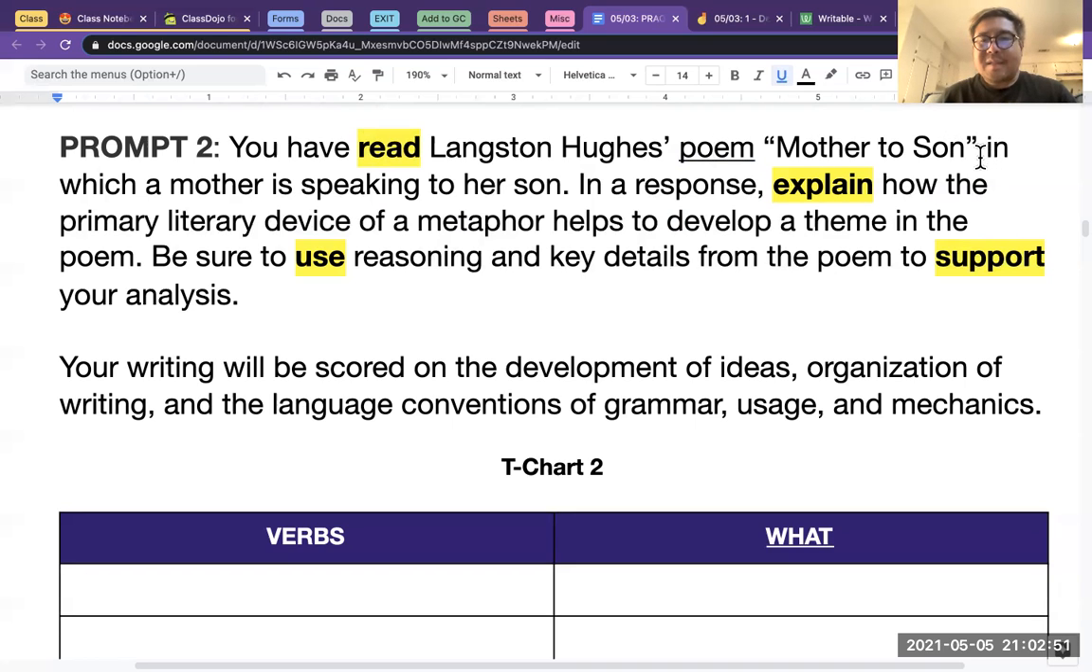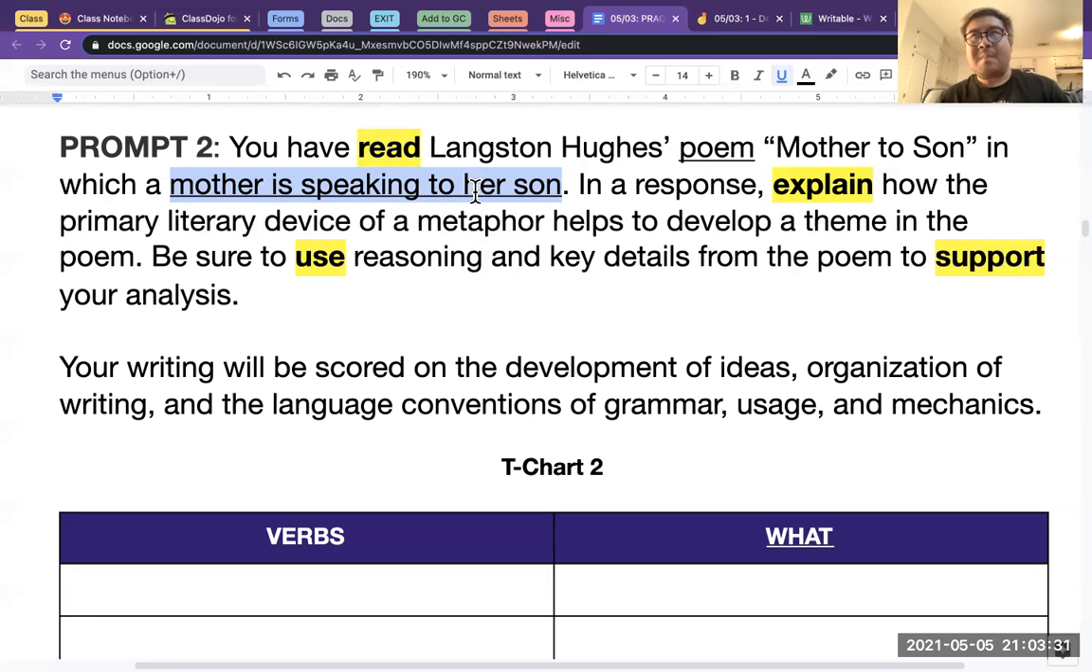Anything else from the first sentence that is important? That is a what that is important, okay? That I can pair up with the verb to read. Personally, I would underline mother speaking to her son. I would underline that because that allows me to make an inference about the possible point of view in this poem. So my inference from seeing and underlining this is that it's going to be a mother speaking to her son.